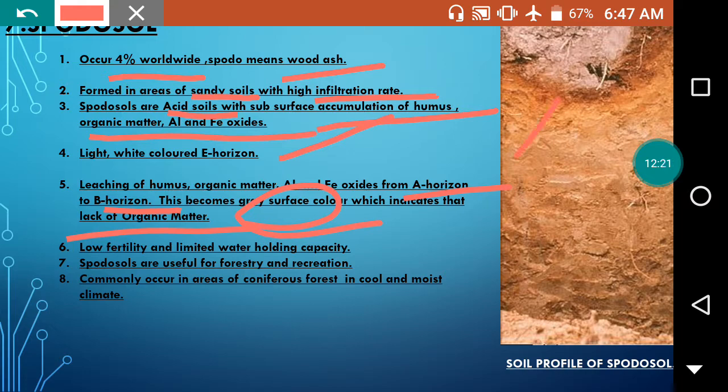See here, this color actually shows white color. There is leaching of the organic matter from here. And after that, low fertility and limited water holding capacity. Spodosols are useful for forestry and recreation, and commonly occur in the areas of coniferous forest in cool and moist climate.